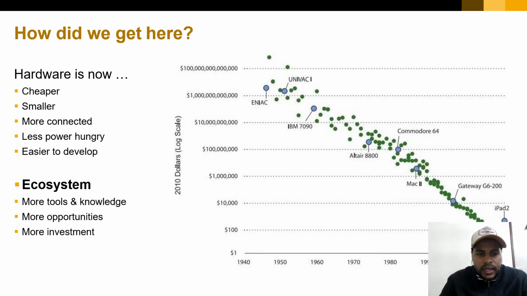The next very important thing that helped in implementing IoT devices is the ecosystem. Now we have more tools and knowledge about IoT devices: what we have to do, how to implement, what the challenges are, and how to overcome them. The ecosystem provided right now is sharper and easier to implement, and we have more opportunities in IoT devices, and there is more investment by government and private players also.